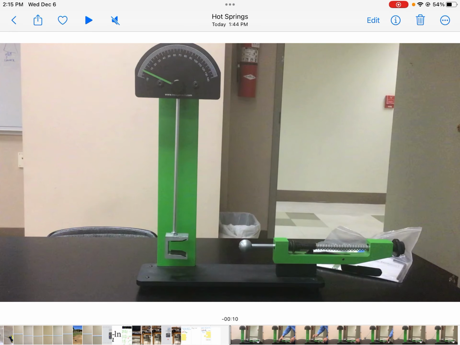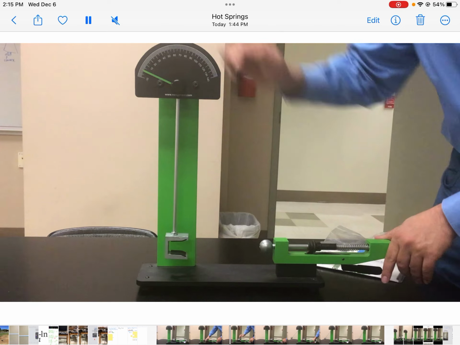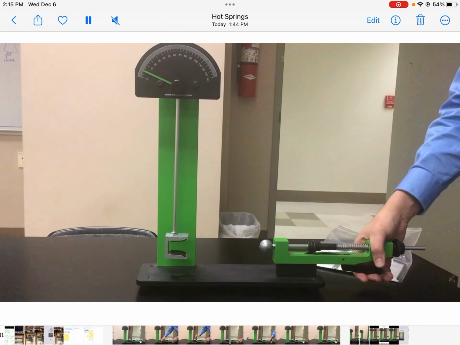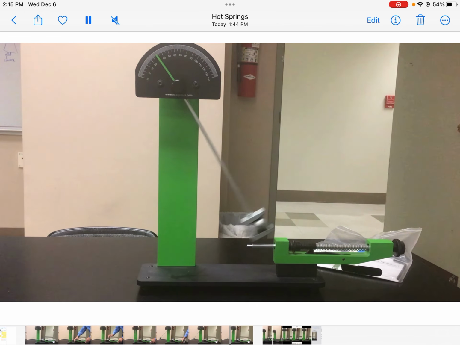So this is the one that we have to work with. You can see that we have a projectile, which is that steel ball. We've got a launcher: squeeze the handle, the ball flies into the little catcher, and then the catcher's at the end of the pendulum, which swings back and forth.